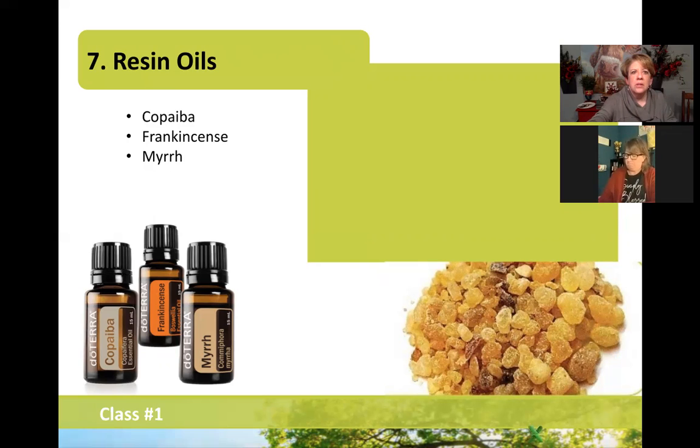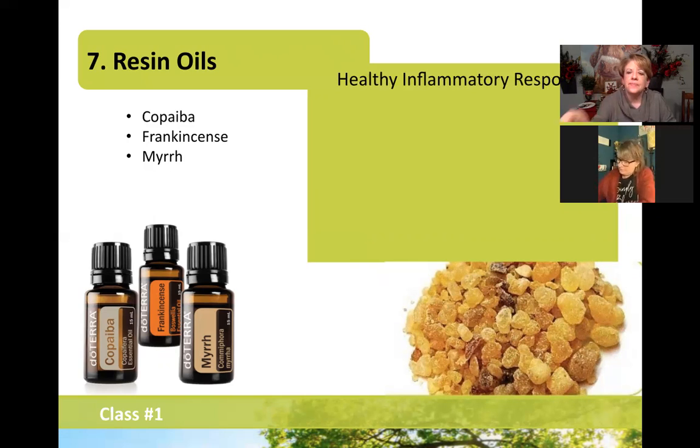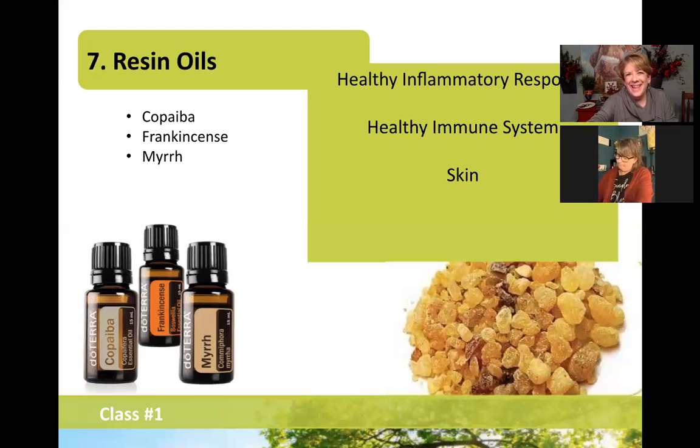The resin oils help provide a healthy inflammatory response, which makes sense. Again, I used so much copaiba, frankincense, and myrrh around Thanksgiving time that I think I used almost a whole bottle of frankincense. So good ones to have on hand when it comes to inflammation in the body. They help provide a healthy immune system. Check. They help with skin. And they calm emotions. Very grounding.